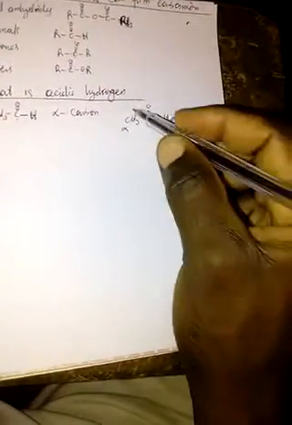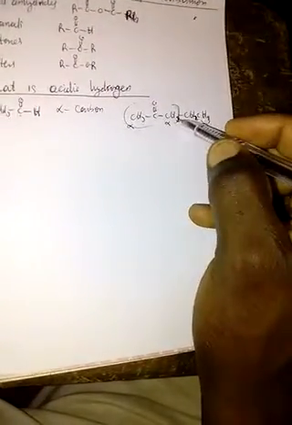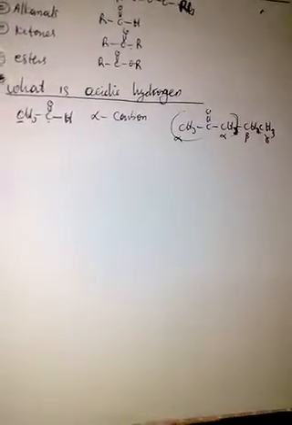So the hydrogens on the alpha carbon are called the acidic hydrogen. When they are removed, the carbanion is formed. The carbon has a negative charge. This is a nucleophile.